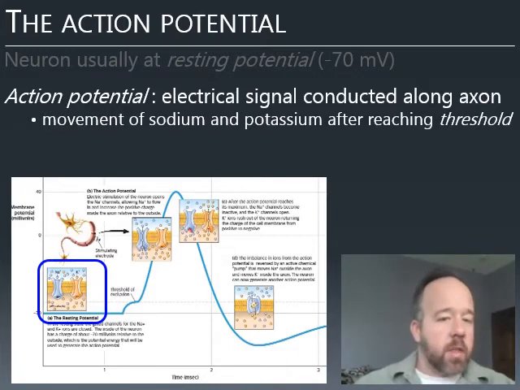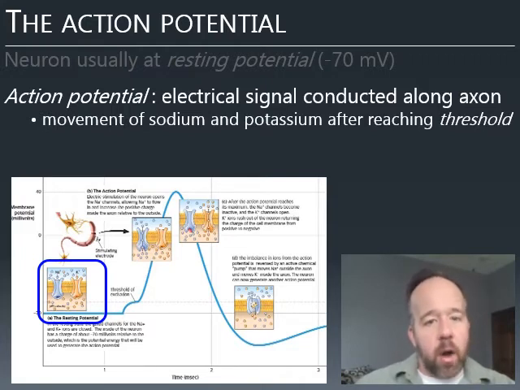So as I've already said, there's lots of sodium outside. Diffusion, the tendency for ions to move to where they're less concentrated, pushes sodium inside the neuron. Now potassium, if it's allowed to go through the membrane, will move out of the neuron because there's so much inside, diffusion pushes it out.